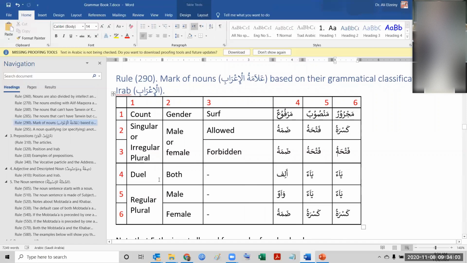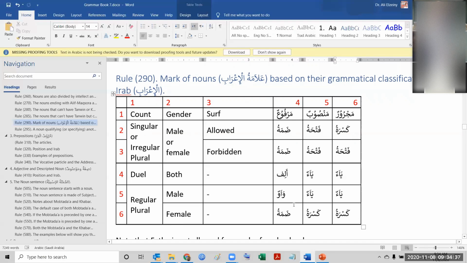If we have a dual noun, and the gender is both, this is for male or female, the question of sarf does not apply for dual. So marfu' is with alif, mansub with ya, majrur with ya.